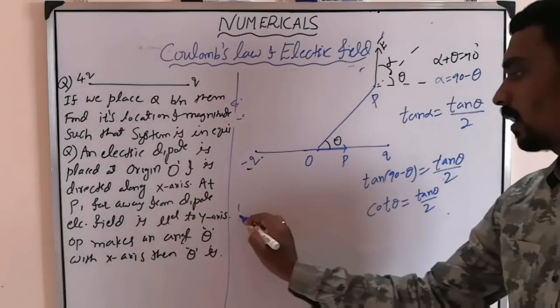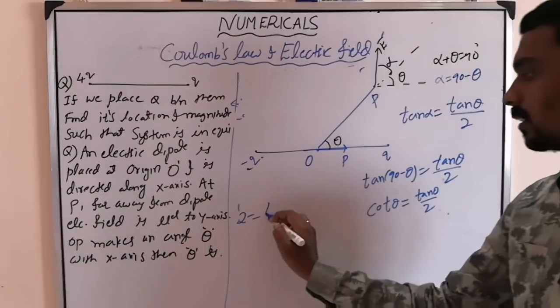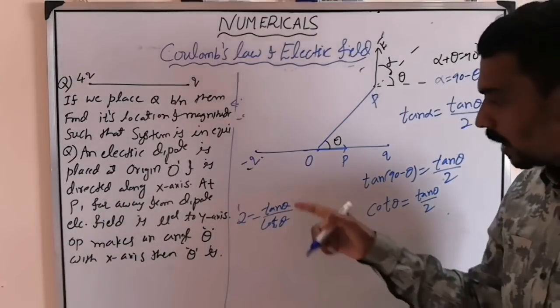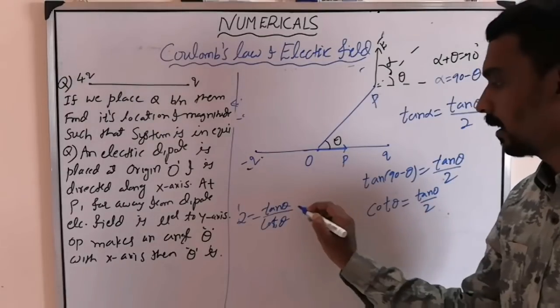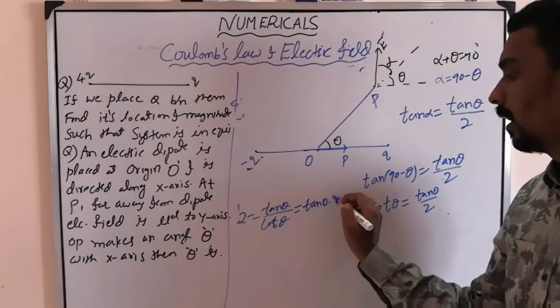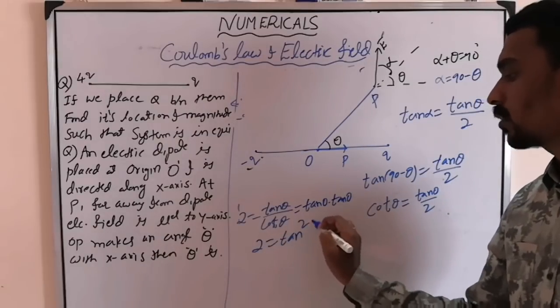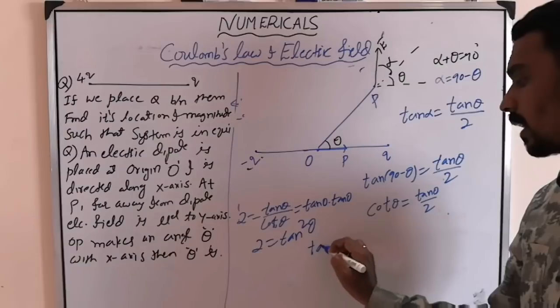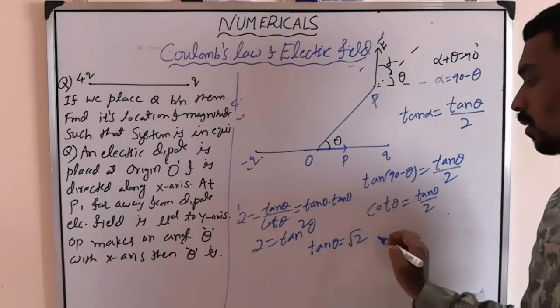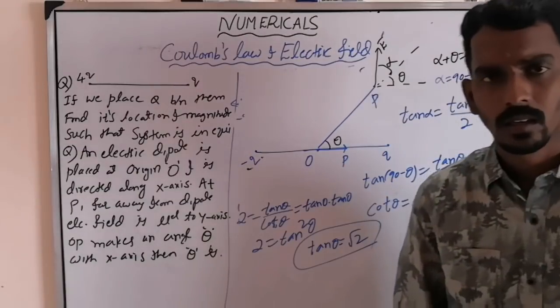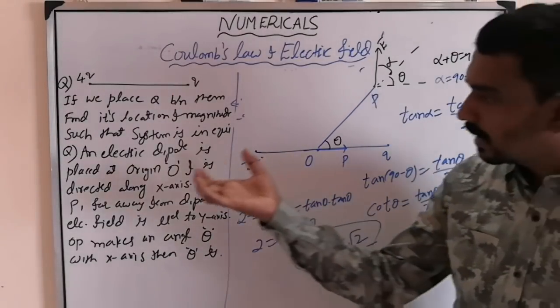Now 2 bring this side, cot theta you bring this side. Tan theta by cot theta. 1 by cot theta is what? Tan theta. So tan theta into tan theta. So 2 equals tan square theta. So what will tan theta become? Under root 2.